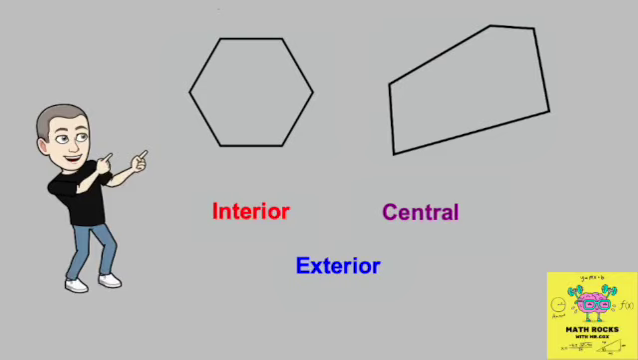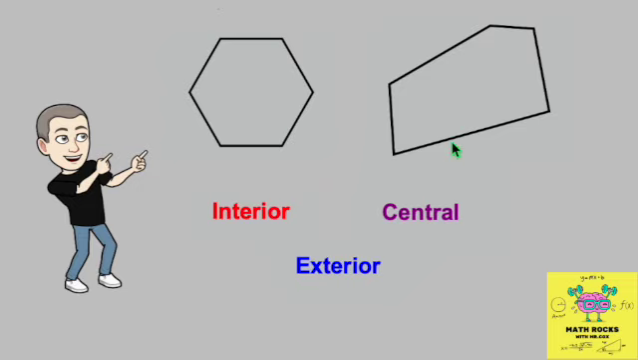Welcome back to another math video here at Math Rocks with Mr. Cox. In this video, we're going to be looking at different polygons. We have what we call regular polygons like this one over here, where all sides and angles are the same or congruent. And we also have irregular polygons as well.